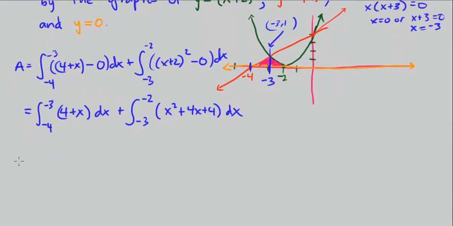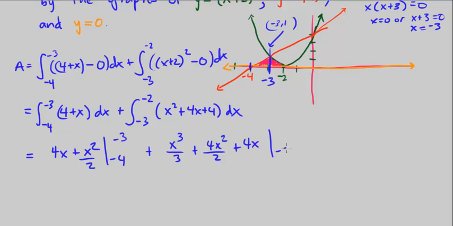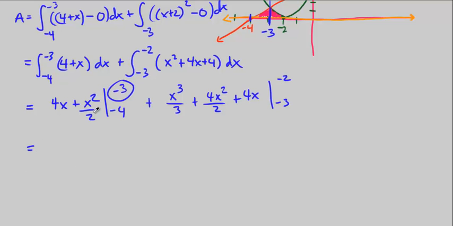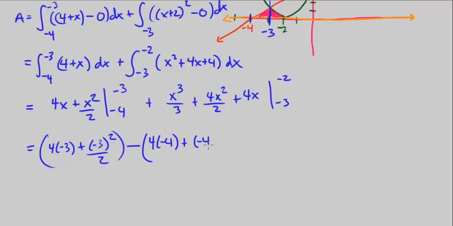To evaluate the integral, we take the antiderivative, so that's going to be 4x plus x squared over 2 from -4 to -3, plus we have x cubed over 3 plus 4x squared over 2 plus 4x from -3 to -2. Okay? Now we're going to plug in -3, so it's 4 times -3 plus -3 squared over 2. Subtract, plug in -4, 4 times negative 4 plus negative 4 squared over 2, right? So that is this right here.